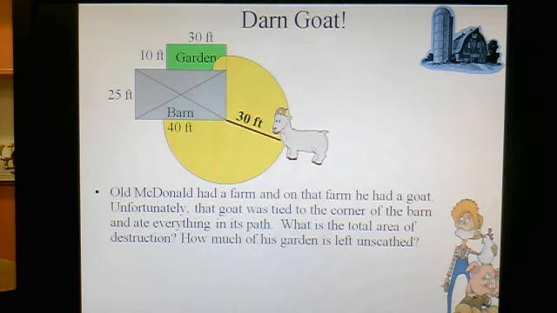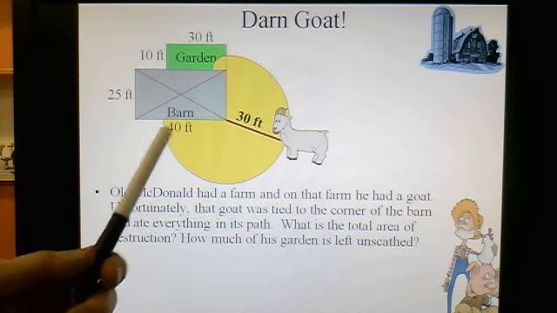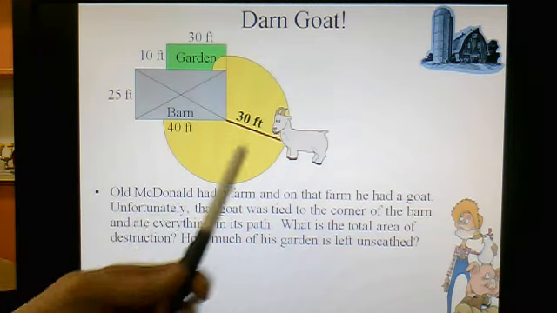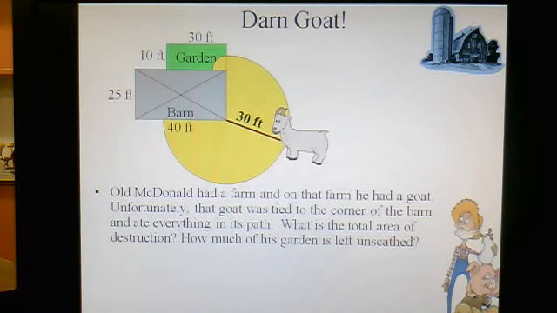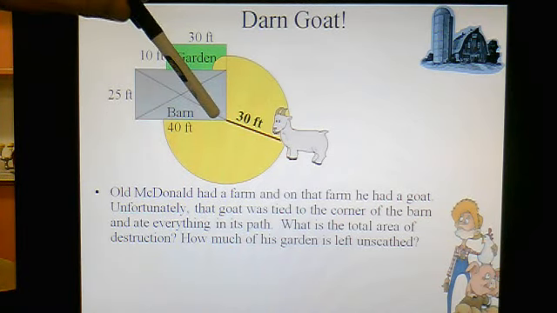So I want you to find that basically the total area of destruction is all the yellow that you see there. It's two different sectors. It's this big one and this tiny little one. And you've got to use some sort of logic on here. This is obviously hopefully a right angle at the barn.